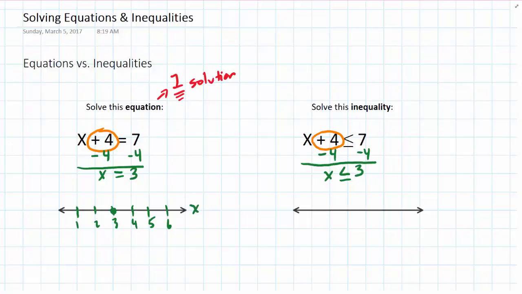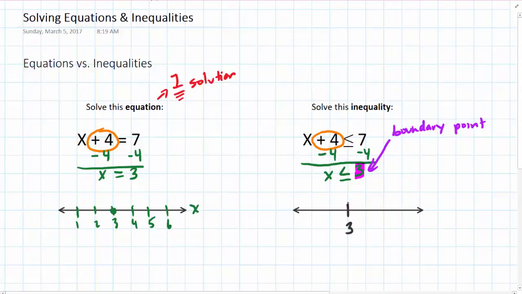Now let's look at this number right here. If you recall in class, we learned that that was called the boundary point. That boundary point is going to be seen on the number line here. This is the boundary point. This is the point that divides things that are true or false.